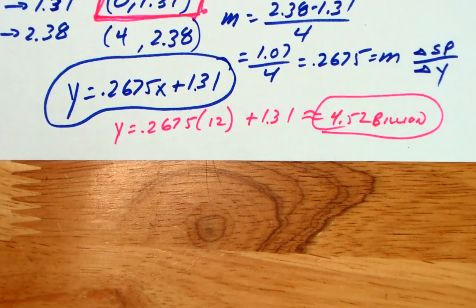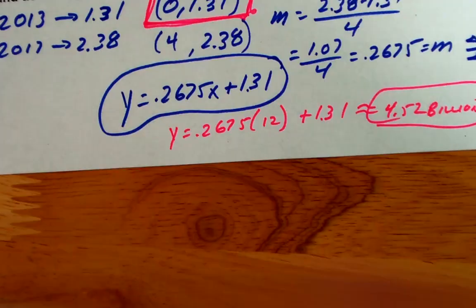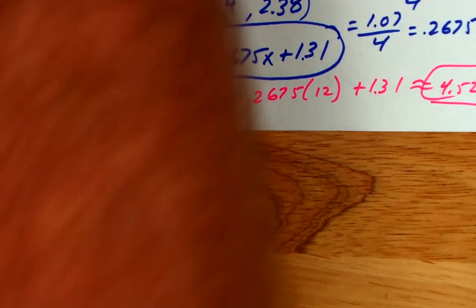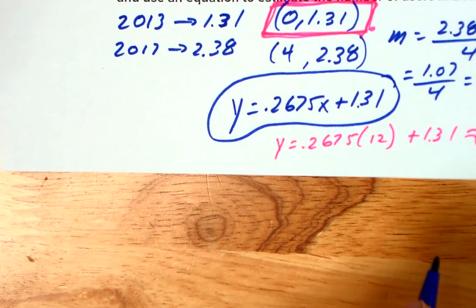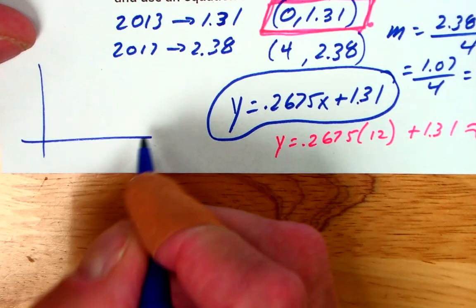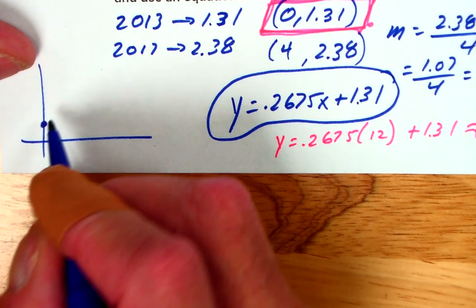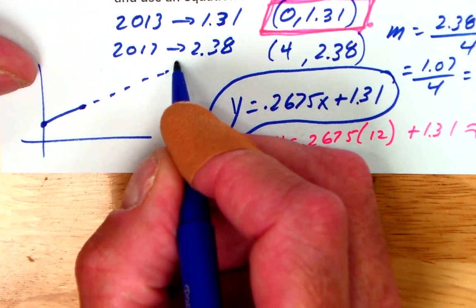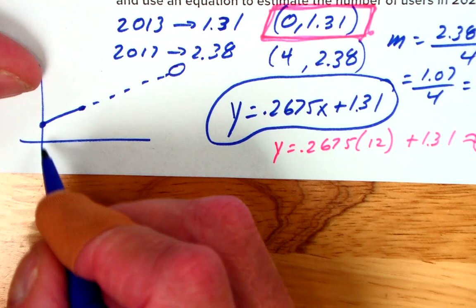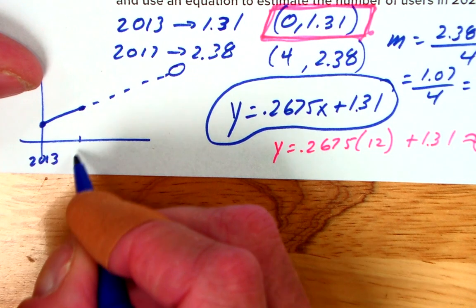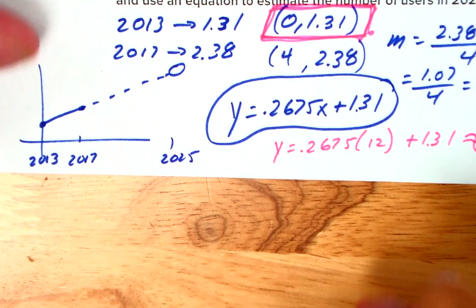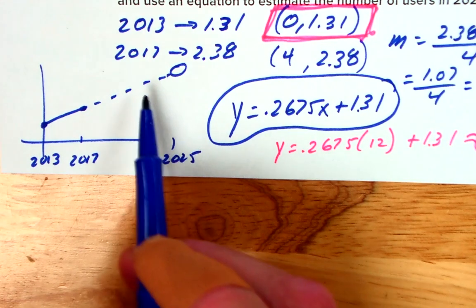So I've got a sketch up on the board, but I'll make it here too. If I had a graph of this, I'm just doing this for the people that are gone. Okay? Here we were at 1.31. Here we're a little higher, and then we decided that that's what it's going to be out here. So this is 2013, this is 2017, and this is 2025. We just made a prediction.